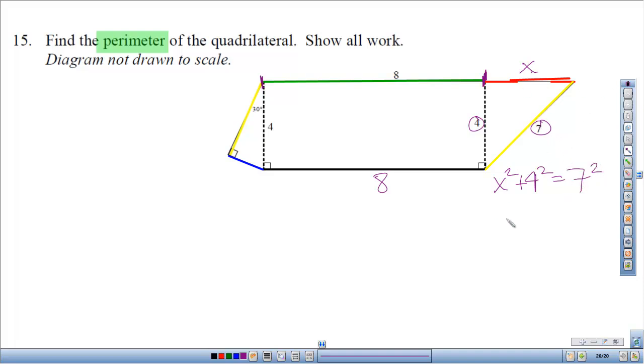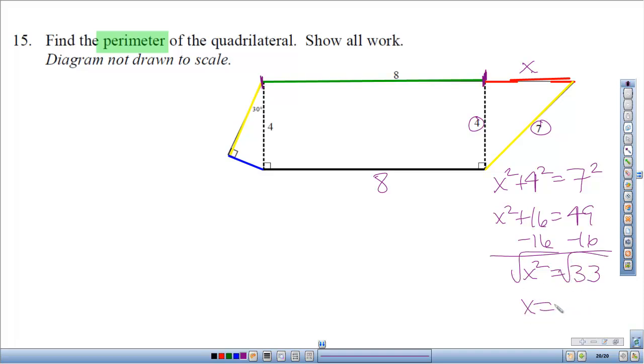Okay, let's work out how long that is. So let's see, that'd be x squared plus 16 is equal to 49. I'll subtract 16 from both sides. So x squared will now equal 33, and I'll take the square root of both sides, and x ends up equaling square root 33. So maybe I'll erase that and say, all right, I figured it out. It's square root 33. By the way, how much is square root 33? It's a little bit less than square root 36, so probably 5 point something. But anyway, I don't have to worry about that.